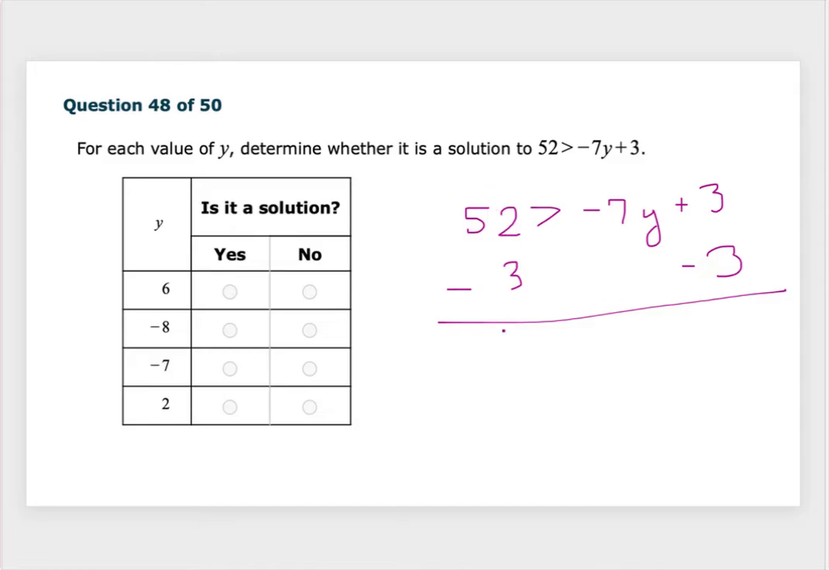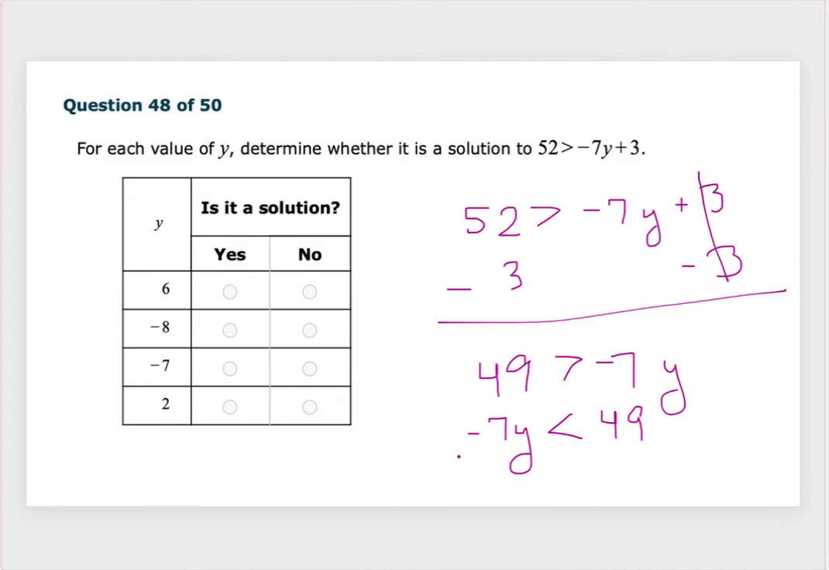So now I have 52 minus 3 is 49 is greater than negative 7y, and these cancel. So now I'm going to flip the whole thing around in the mirror because I like my y on the left. So I'm going to have a negative 7y, and when I flip it around, this sign has to flip around, is less than 49. I don't know why, but my brain just works better when my y is on the left. And so that's one of the first things I like to do.